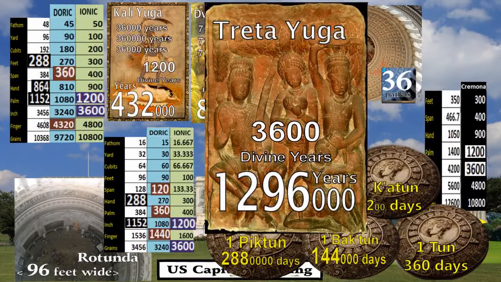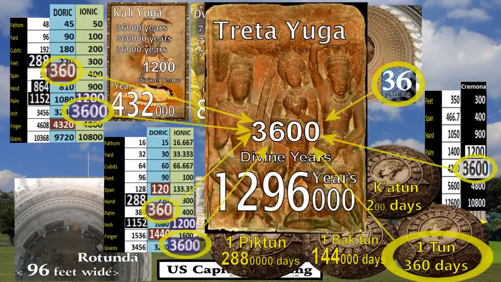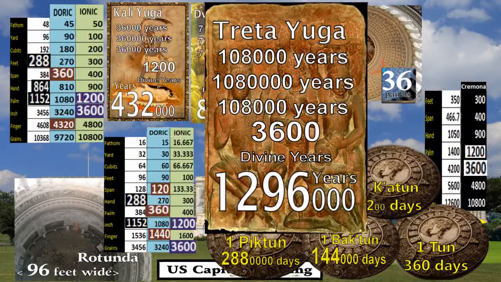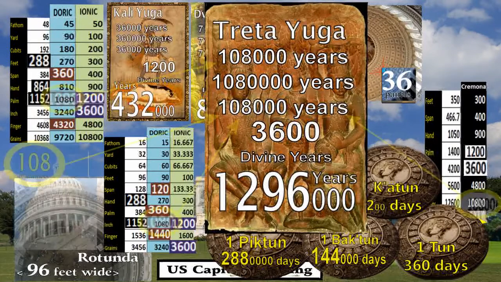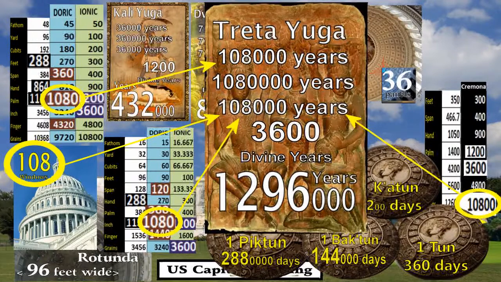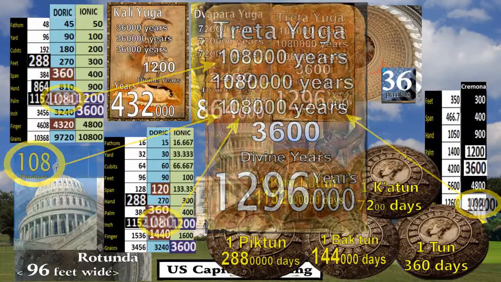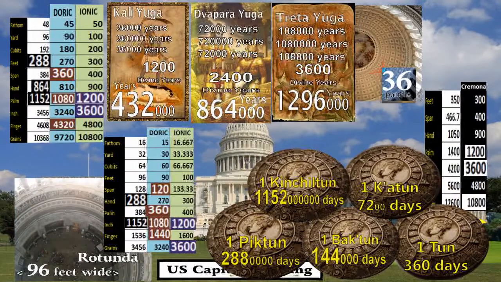The Treta Yuga, 1,296,000 years. There are 1,296,000 seconds on the compass, for instance. Now 360 degrees on the compass, 3,600 divine years, we get this as well. But also, 108,000 years the entry, 1,080,000 years the chunky part, and 108,000 years towards the end. And what's the other number which defines the height of the rotunda, the number of windows in the dome, also the depth of the building? 108 once more.